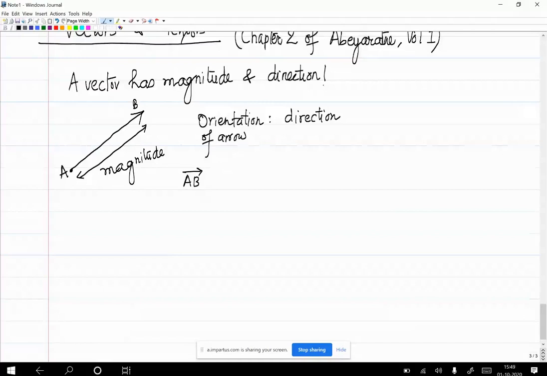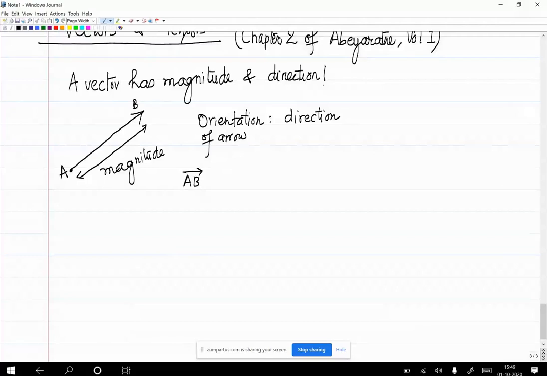Sir, it is a physical quantity. Well, it need not be a physical quantity, because vectors can be in any dimension. It need not be in just three-dimensional space.